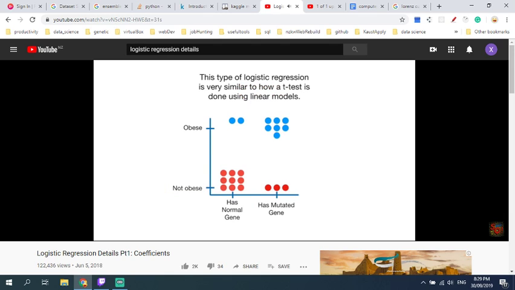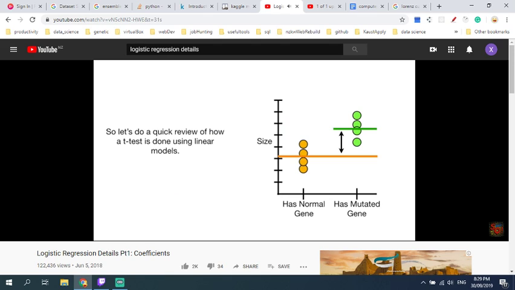This type of logistic regression is very similar to how a t-test is done using linear models. So let's do a quick review of how a t-test is done using linear models.